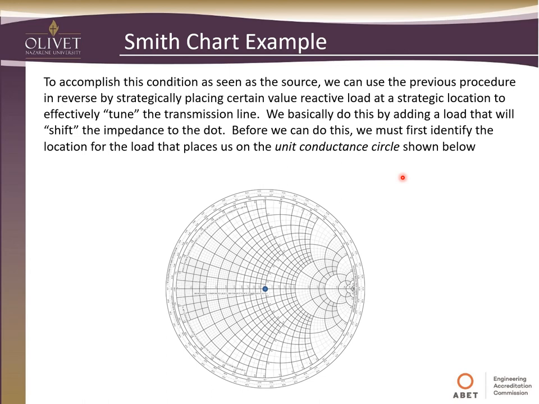Before we can do this, though, we must first identify the location for the load that places us on the unit conductance circle, as shown below. So remember, these circles are constant resistive, or the real part, and these other lines are imaginary parts. So we want to first locate our load on this line. And then remember, we can shift that load down until we get to the point in the middle.